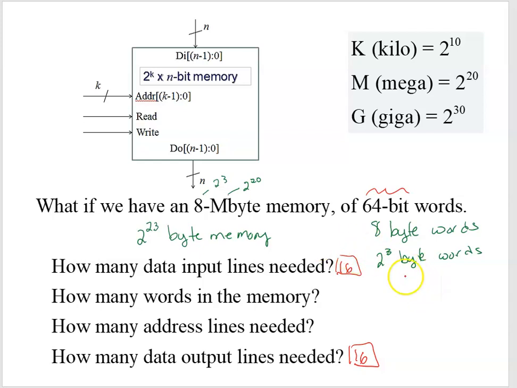So we have 2 to the 23 bytes divided by 2 to the 1 bytes per word, right? So that is equal to 2 to the 22 words. So we have that many words stored in memory. So we'll write that here. So we need the address lines equal to that exponent, right? So that's our K.